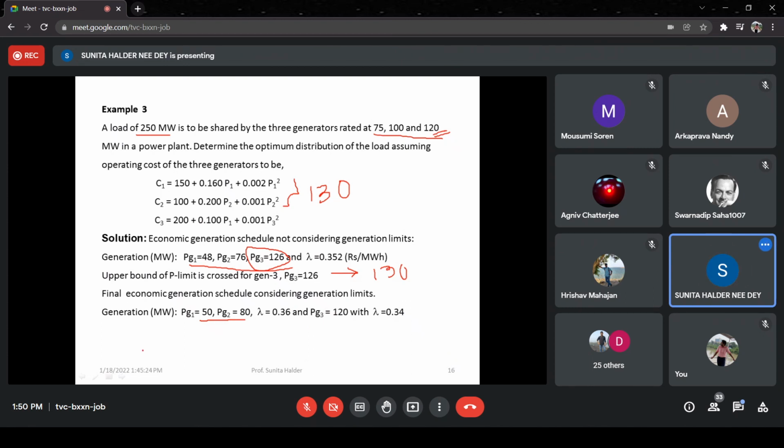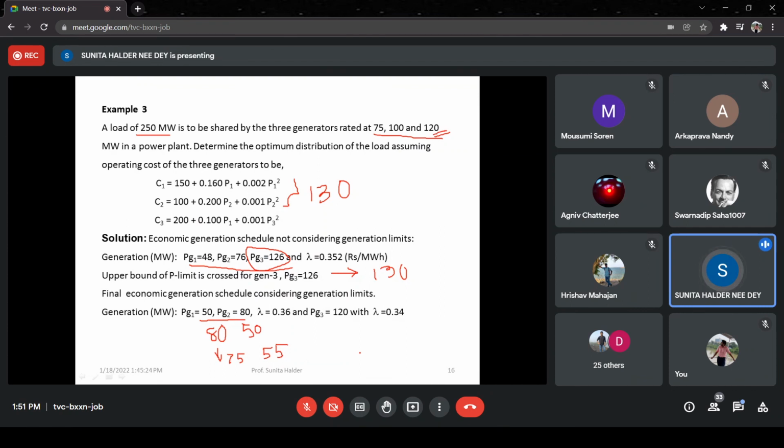So it is feasible. But what value will come depends on the cost function. If it came 80 and 50, just opposite, then it would not be possible, because for generator 1 the maximum generation capacity is 75. Then we have to fix it to 75, and the remaining 55 will be catered by generator 2. In that case, economic generation of the plant would not be possible. The generation is possible, but not economic, and the running cost will be more.